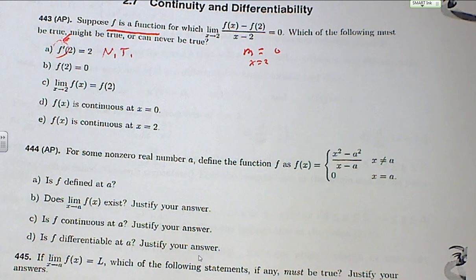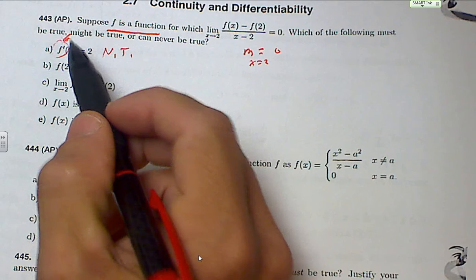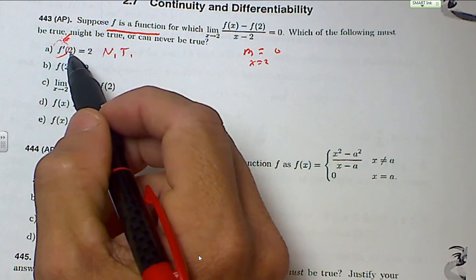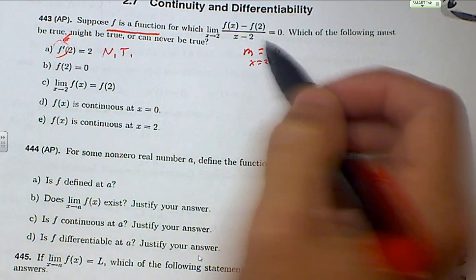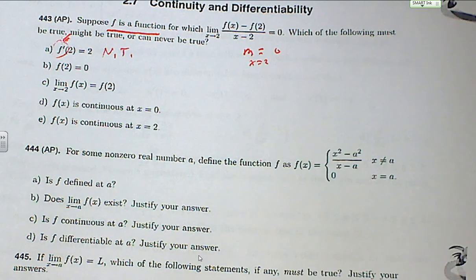Everybody get that, all right? This symbol means what is the slope when x is 2? Well, it's saying the slope is 2. We already know the slope is 0, so that's not possible. That's false, okay? B.